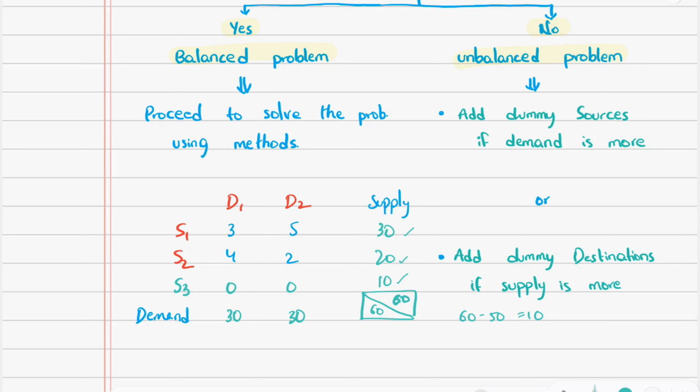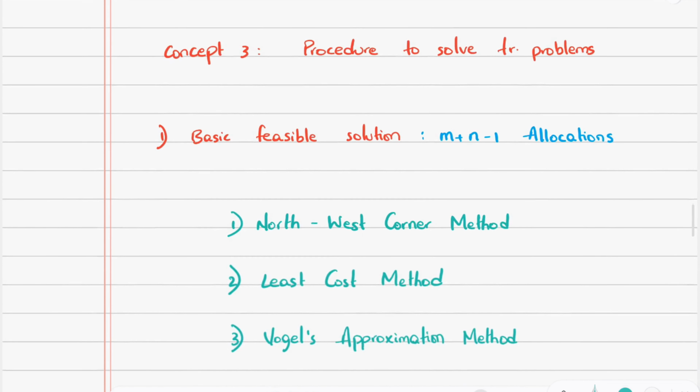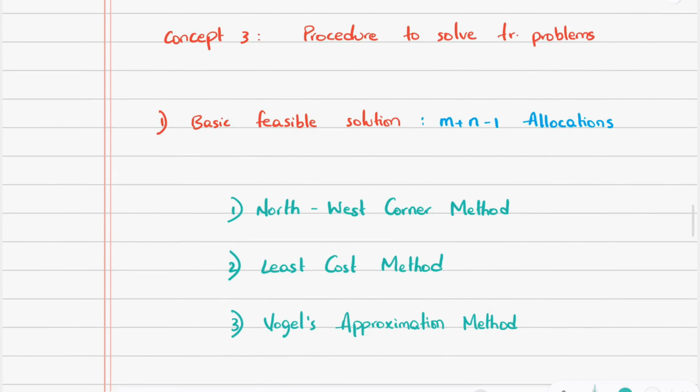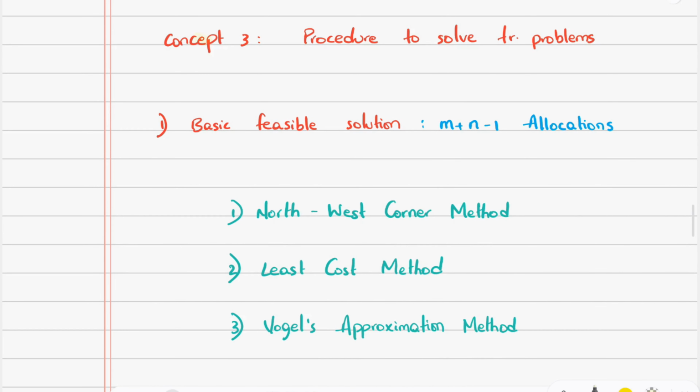Now we have understood how to approach a transportation problem. What is the approach? We need to always see if the transportation problem is balanced or not. Now we can understand the procedure, which brings us to our third concept, the procedure to solve the transportation problem.